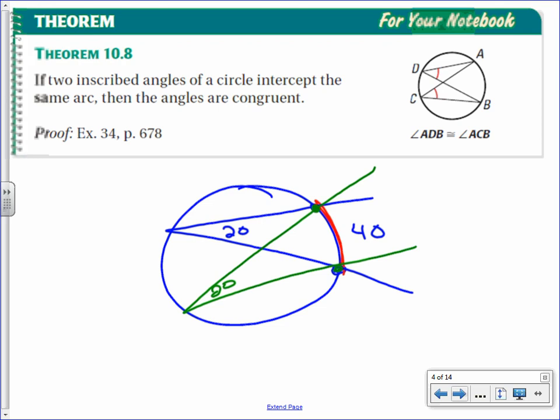Now, a question on the test would probably be like, they probably would put an X where that 20 was. That's my kids in the pencil sharpener.